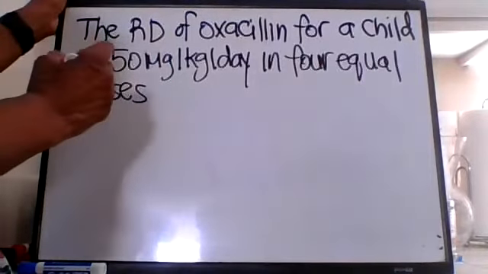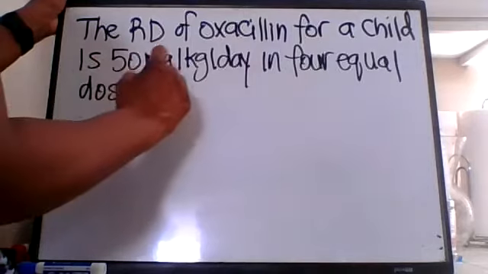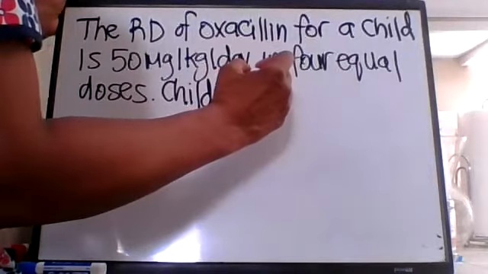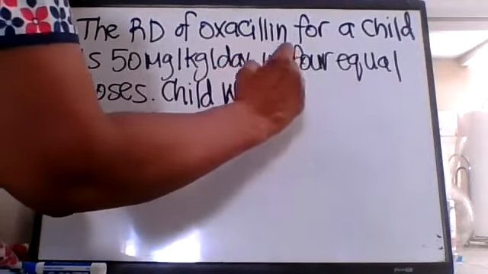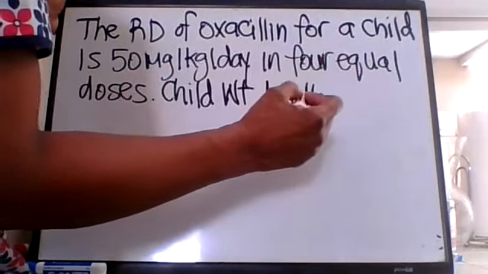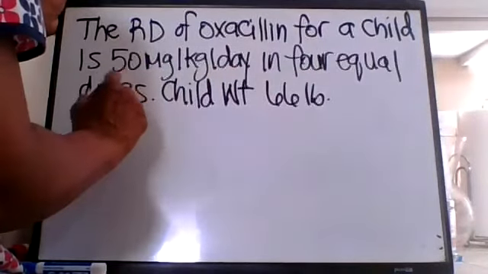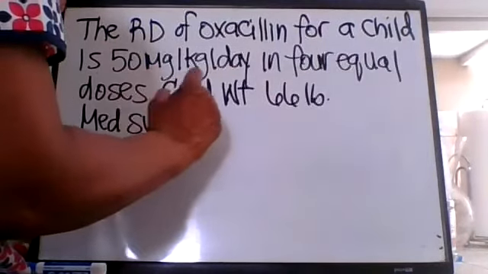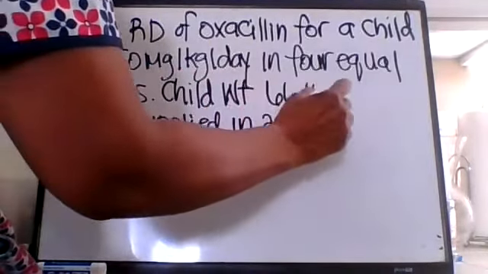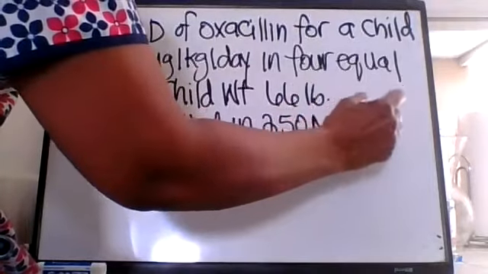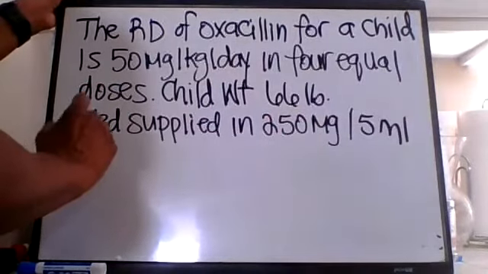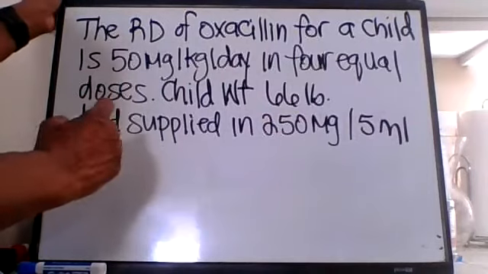4 equal doses. What is the child's weight? 66 pounds. And the medicine is supplied in 250 milligrams per 5 milliliters. Okay, so A is asking what's the child's weight in kilograms.